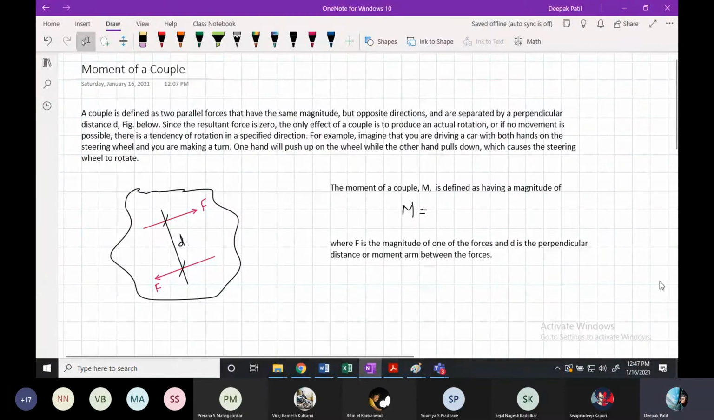In our previous classes, we have solved a sufficient number of numerical examples on finding the moment of a force, and I gave you a couple of numerical examples as an assignment to solve yourself and practice on how to find the moment of a force. Hope most of you have done with that.